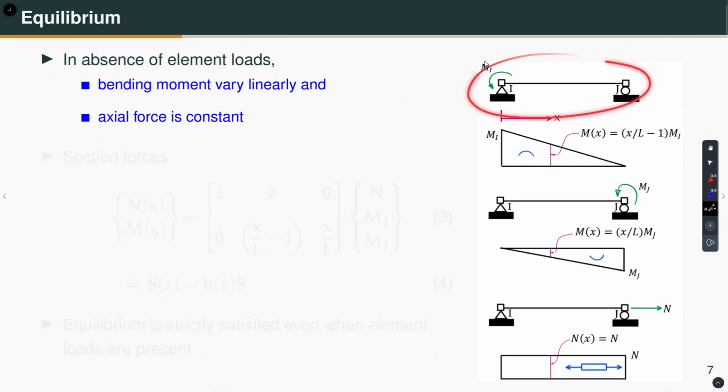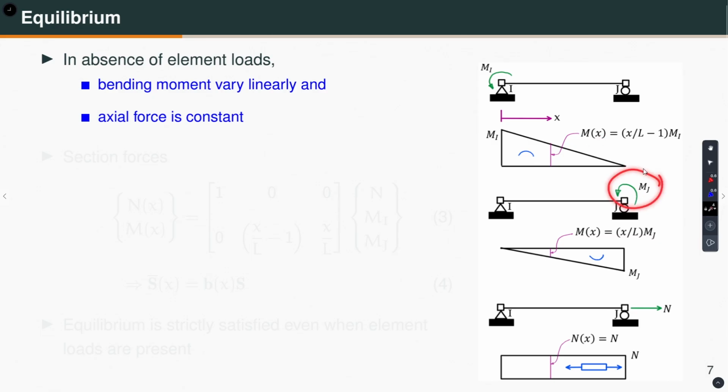I am considering first Mi, the bending moment at i. If this is the bending moment, this is 0, and there is no load present in the element in between the two nodes. Okay. Then this is my bending moment diagram. At any distance x, the bending moment is simply (x by L minus 1) into Mi. You substitute x equal to 0, then you get M equal to minus Mi, because this bending moment is producing hogging. Okay. And if you substitute x equal to L, then you get M equal to 0. In between the variation is linear. So, we exactly know what is the value of Mx.